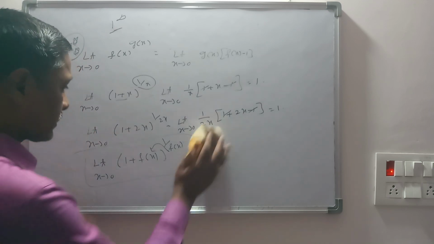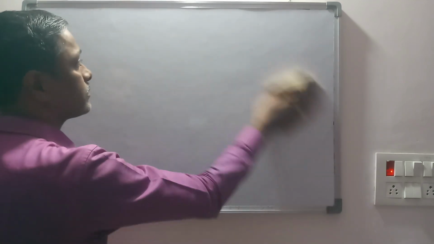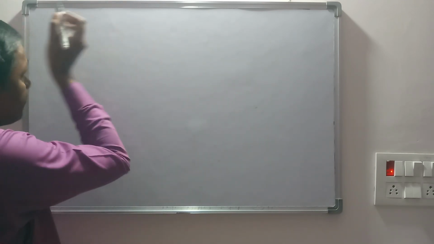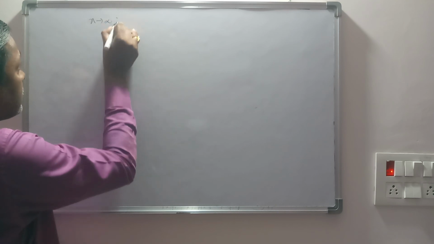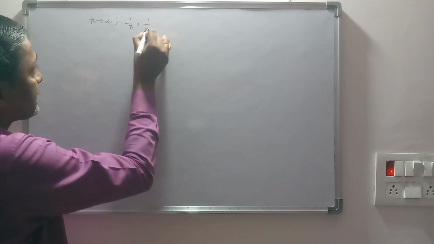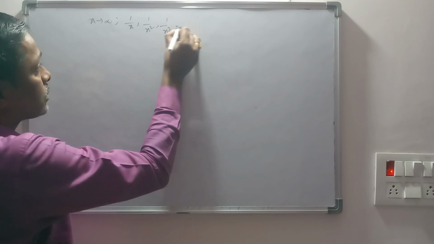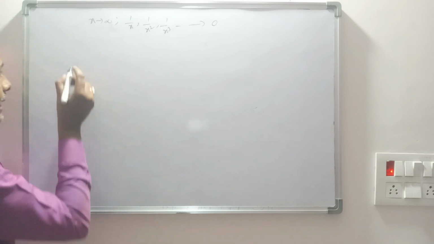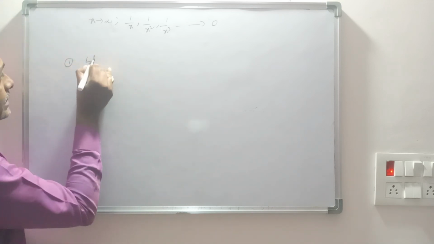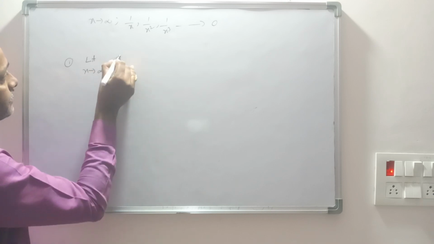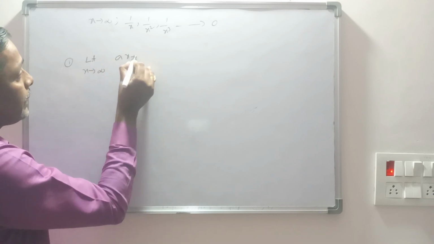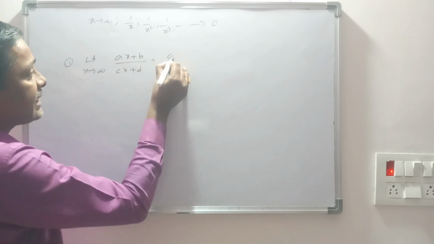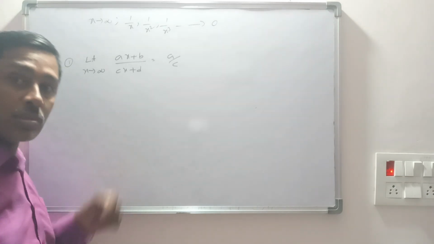Next one. For example, when x tends to infinity, the terms 1 by x square, 1 by x cube and so on approach 0. How to write directly? First one, limit x tends to infinity, ax plus b by cx plus d. This answer is a by c. We can write it directly.